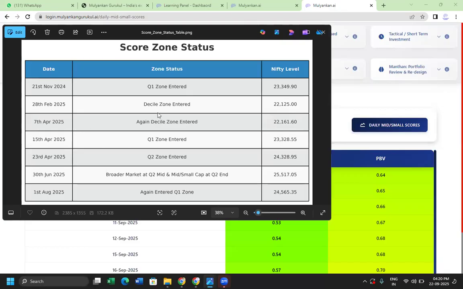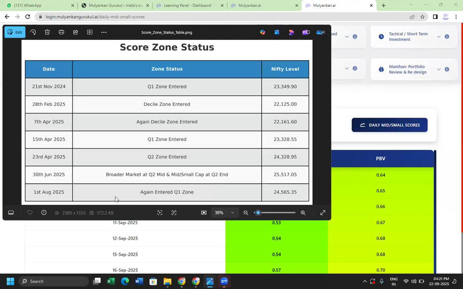For those who missed the decisive zone on 28th Feb, on 7th April we again entered the decisive zone. On 25th April, we entered the Q1 zone. On 23rd April, Q2 zone. On 30th June, we were in the Q2 mid. Q2 mid means we have now left the Q2 zone also. If an investor is cautious, if an investor profile is moderate to conservative, you will never enter into the mid or small cap, because we entered Q2 mid on 30th of June 2025.